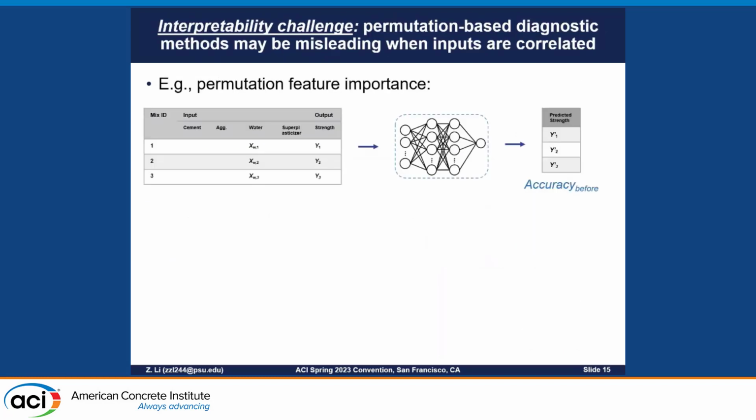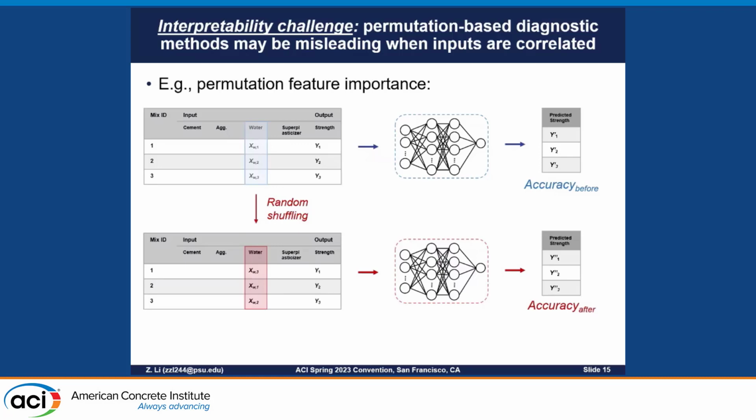So after we deal with data and validation, we need to figure out how to interpret the model. In this presentation, we are going to talk about the interpretability challenge, focusing on sensitivity analysis using permutation feature importance. Let's say we have a data set with a bunch of inputs and outputs, and then we feed them into a model, and then we get the predicted output and associated accuracy.